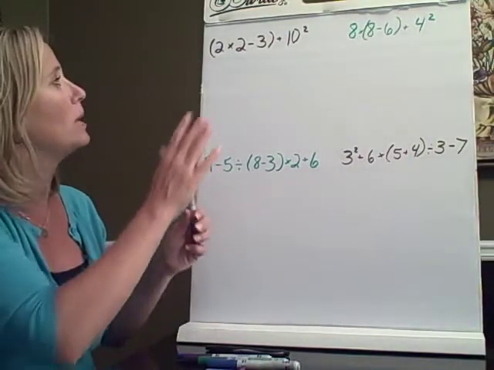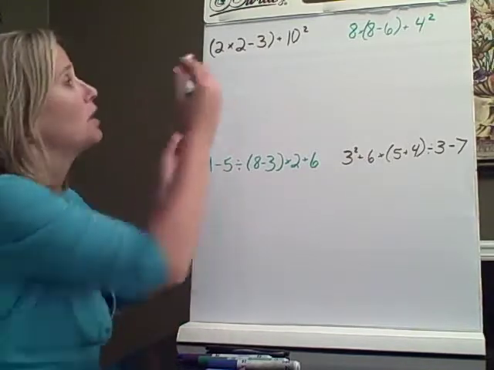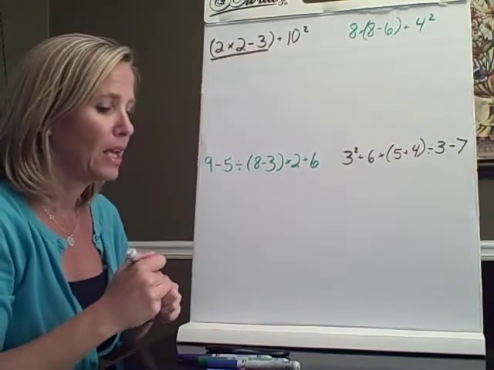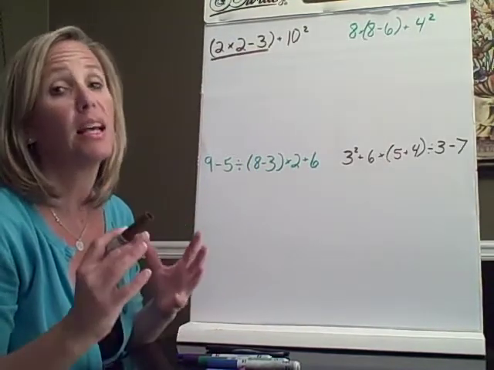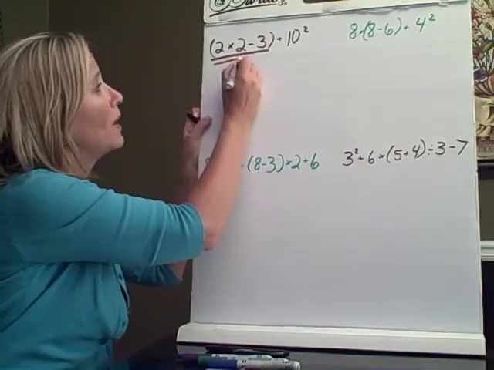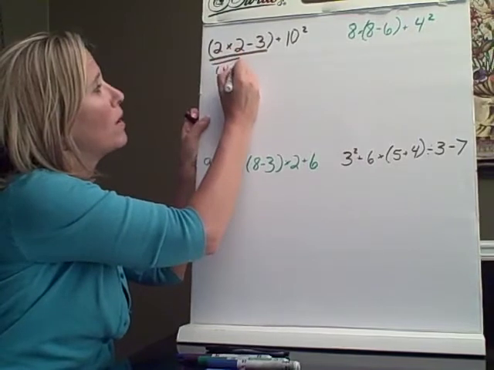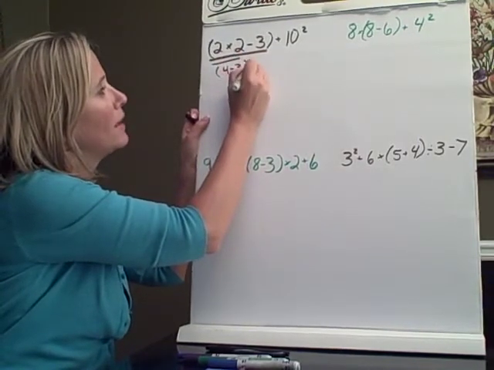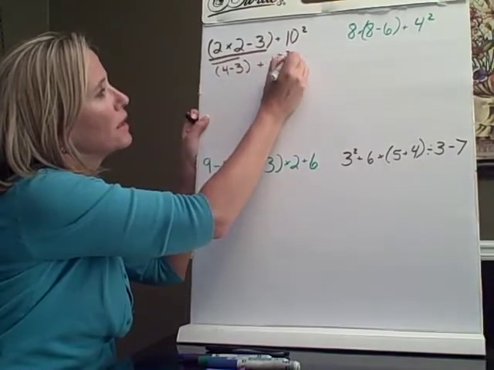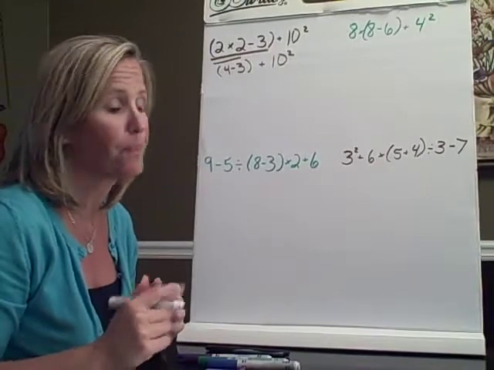You look at your problem and you think, I need to do the parentheses first. So I'm going to underline the parentheses. Now within the parentheses, I need to do the order of operations first. So I need to multiply first. So first I'm going to have 4 minus 3. And then I'm going to bring down the rest of my expression because I don't want to forget it.